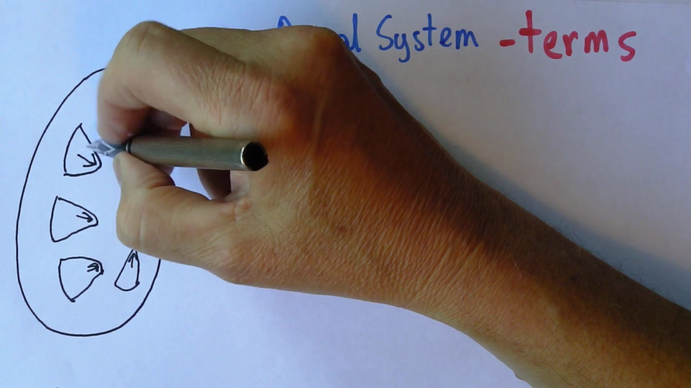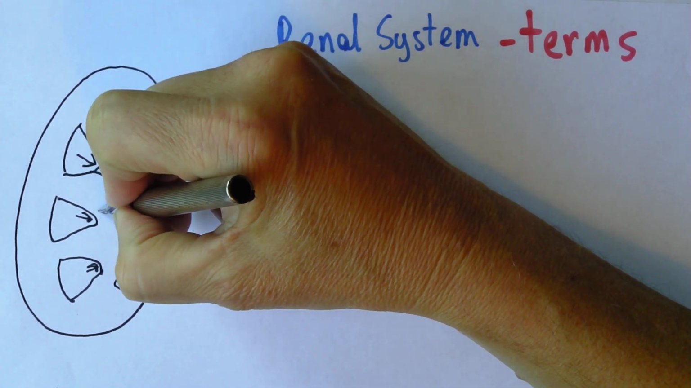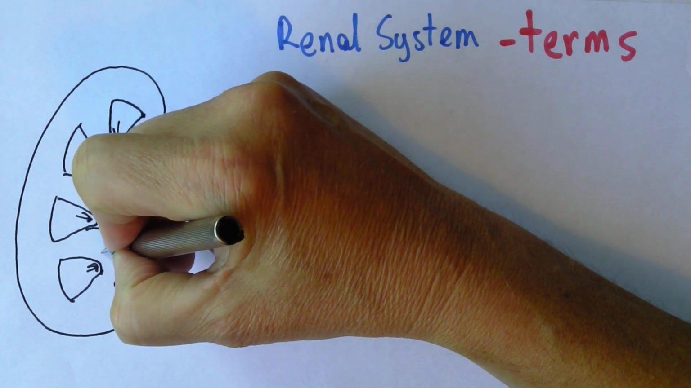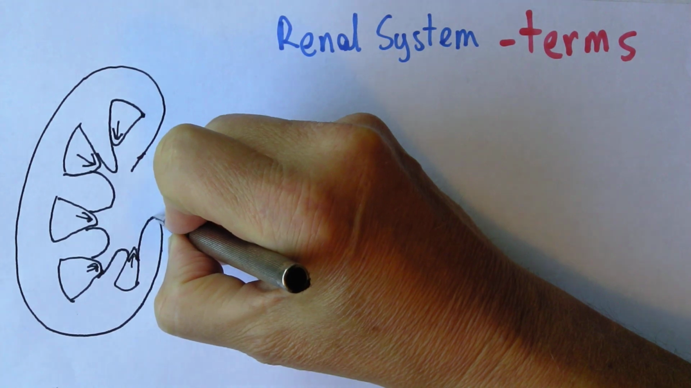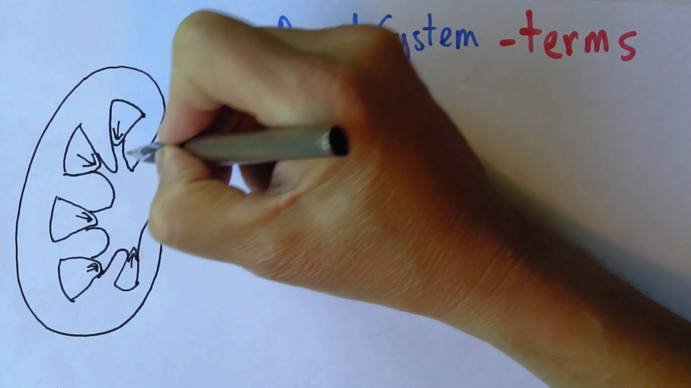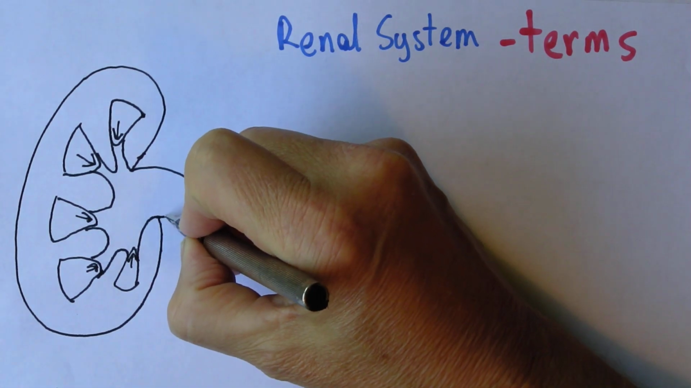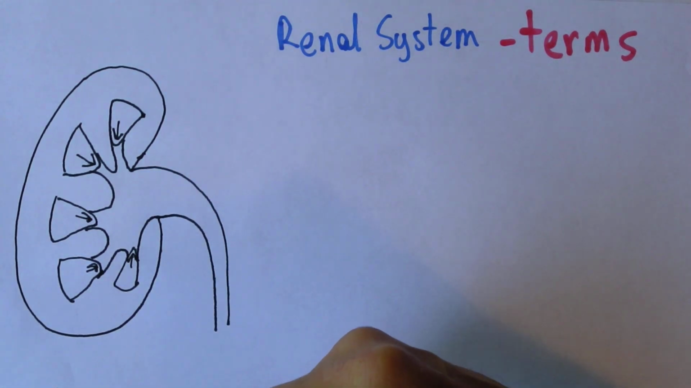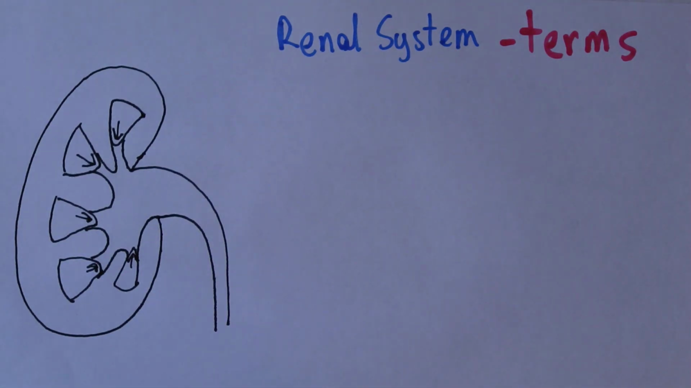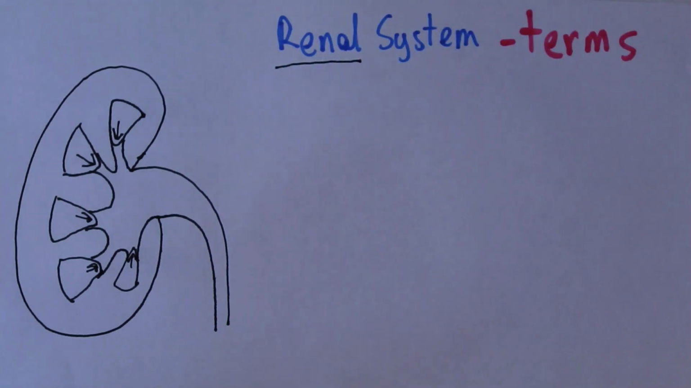And it's the urine's then collected in these calyces. So the urine's collected. And from there it's going to go into the ureter, going down to the bladder. Now, the term related to kidney is renal. So renal means to do with the kidney.